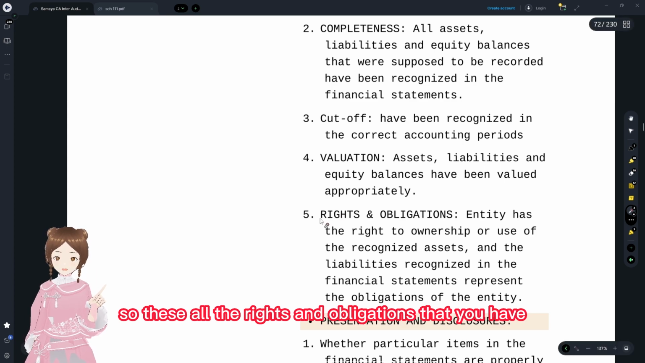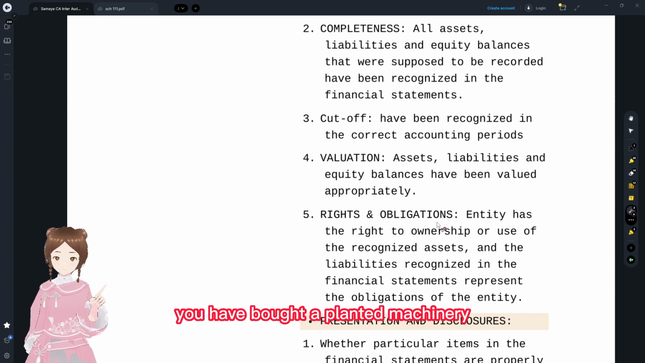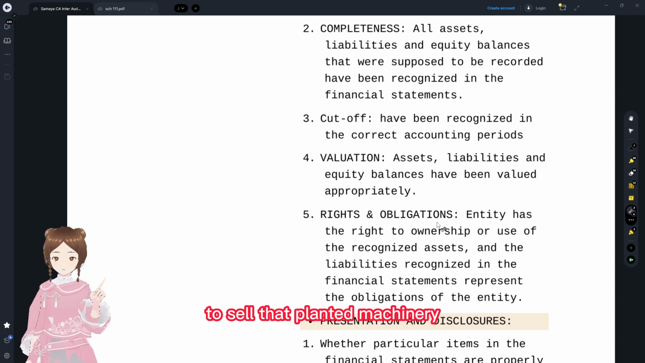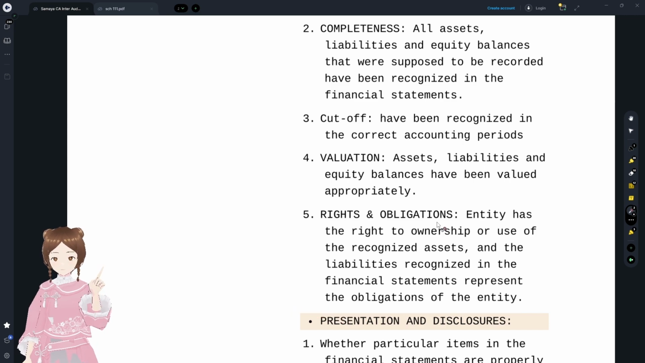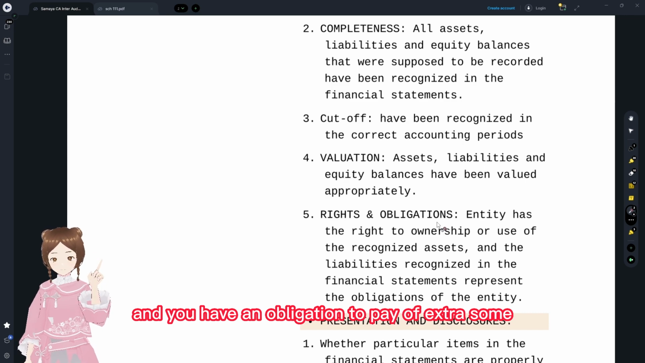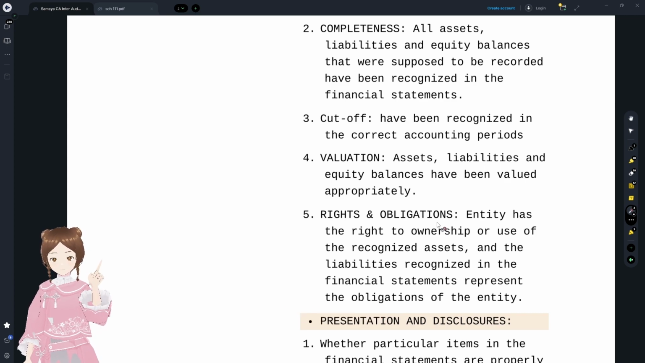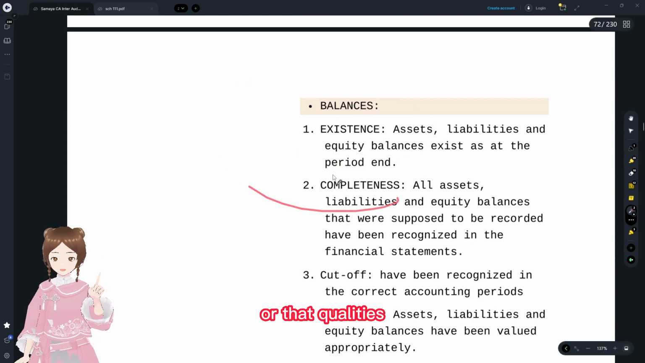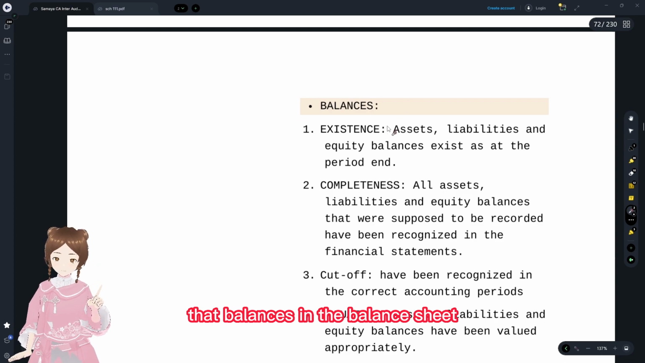So these are all the rights and obligations that you have with regards to, say, any kind of asset. You have bought plant and machinery under a hire purchase scheme, so you do not have a right to sell that plant and machinery because you have bought it under hire purchase credit, right? So you cannot sell that. These are the rights and obligations, and you have an obligation to pay a fixed sum to the hire purchase creditor, etc. So an obligation comes with that plant and machinery. So these are all the qualities that balances in the balance sheet contain.